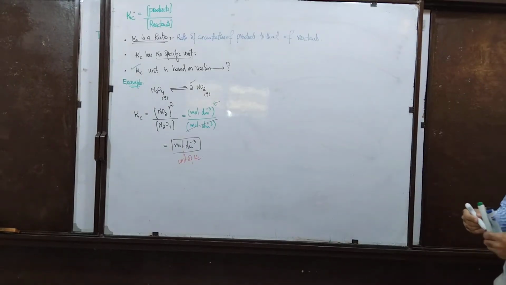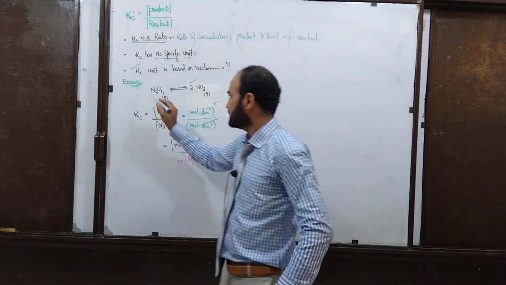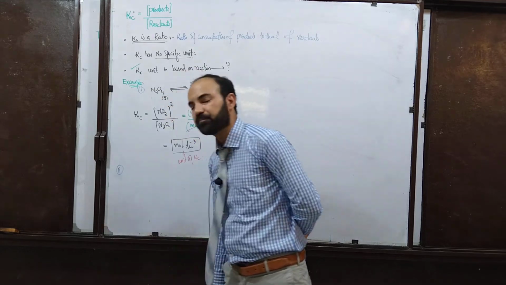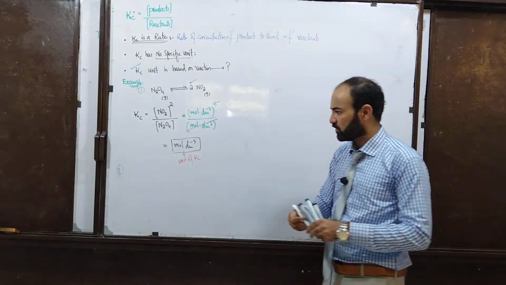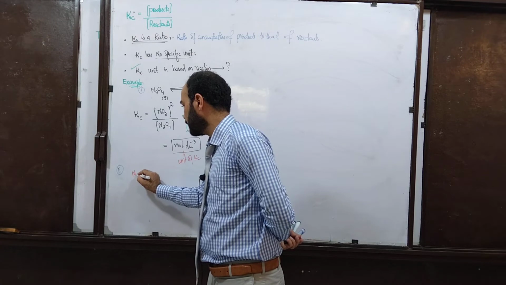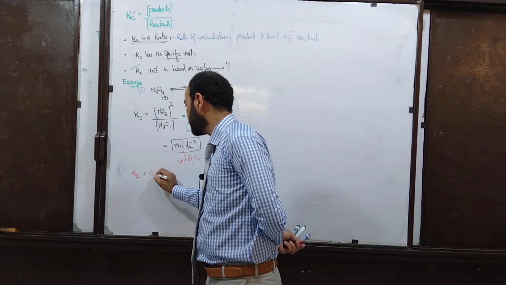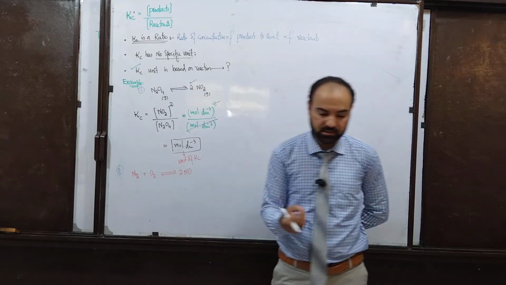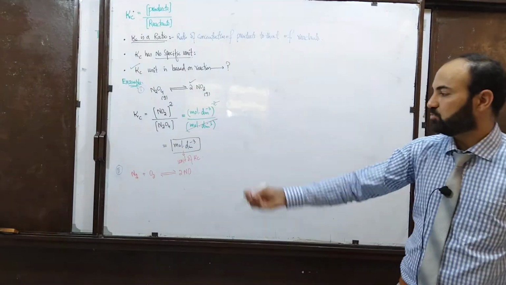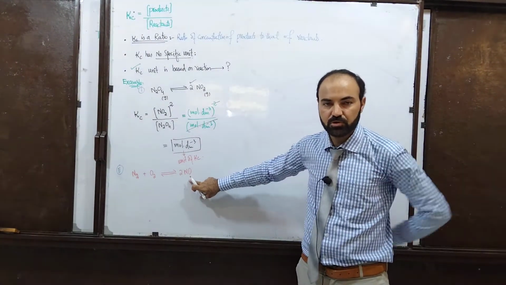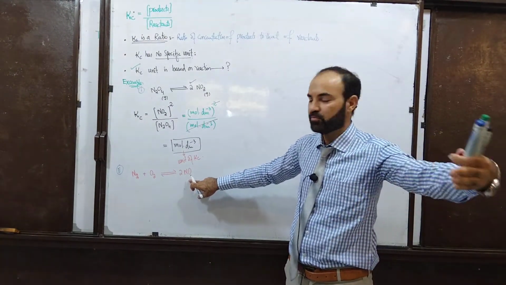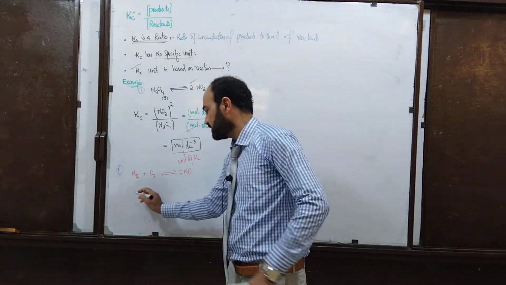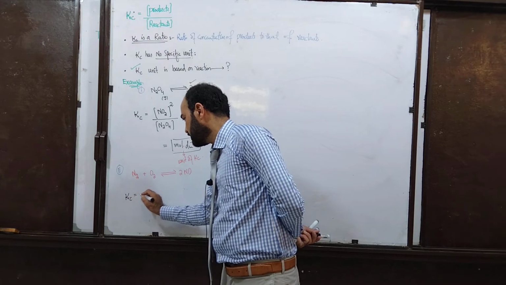Okay, now let's take another example. This is one example. Look, I will take another example. For example, if I take an equation like nitrogen reacts with oxygen and it forms nitric oxide, and there is a question in the paper: what is the unit of Kc in this equation? So you have to find out the unit of Kc in this equation. Remember that you will first write the Kc expression for this equation.